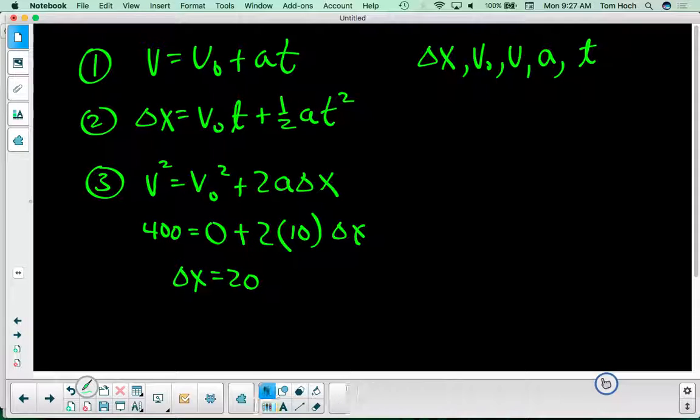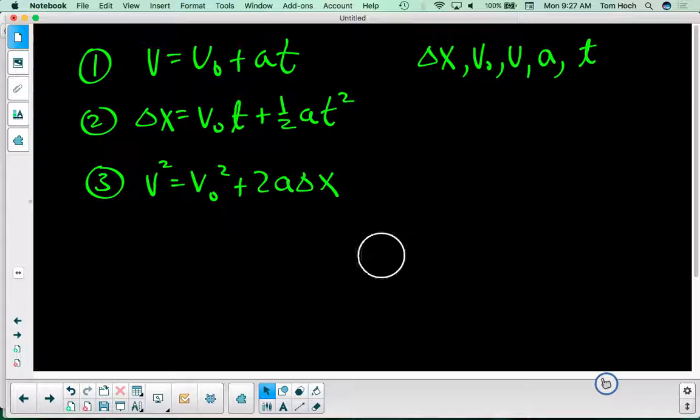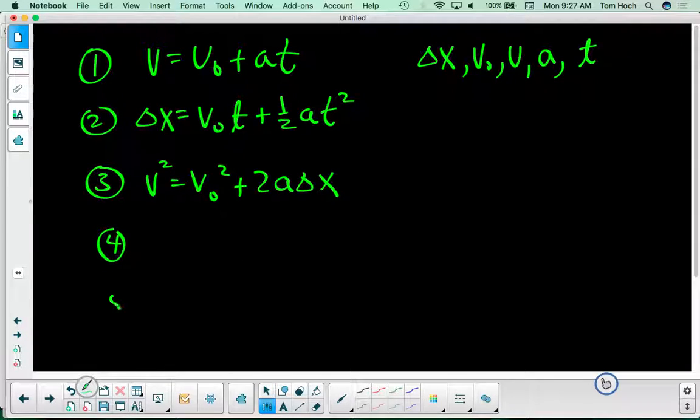3 equations, yes. Now, I'm going to give you 5 equations. You can do everything with the first 2. You never need anything but the first 2. But the other ones are going to make your life easier if you have them.